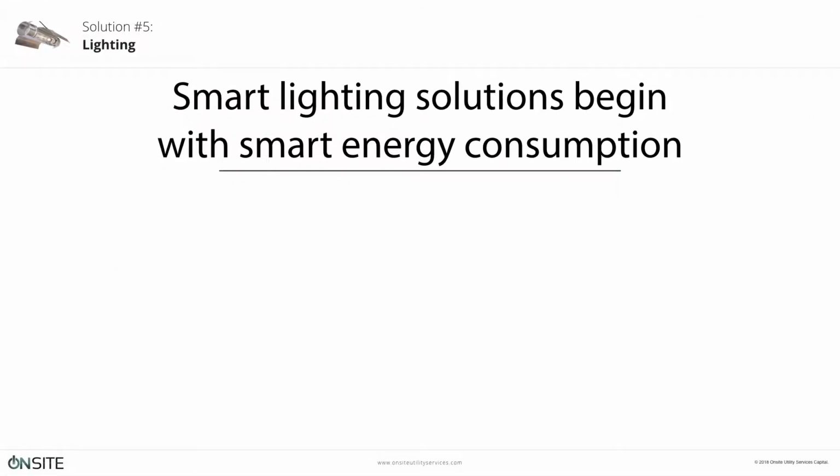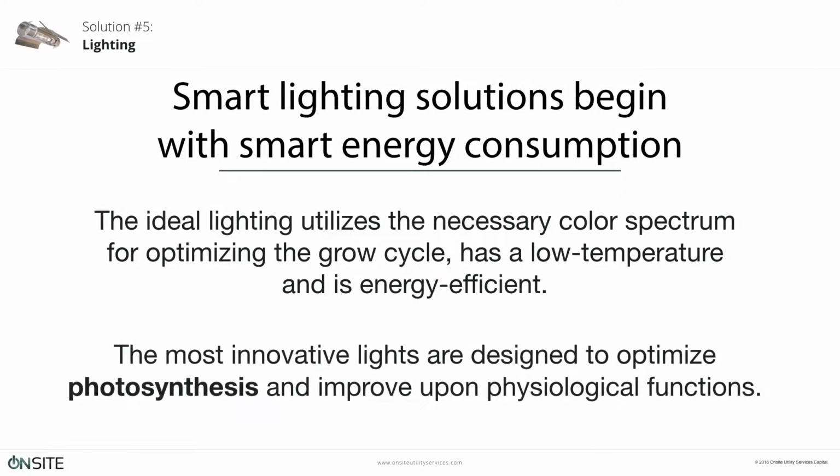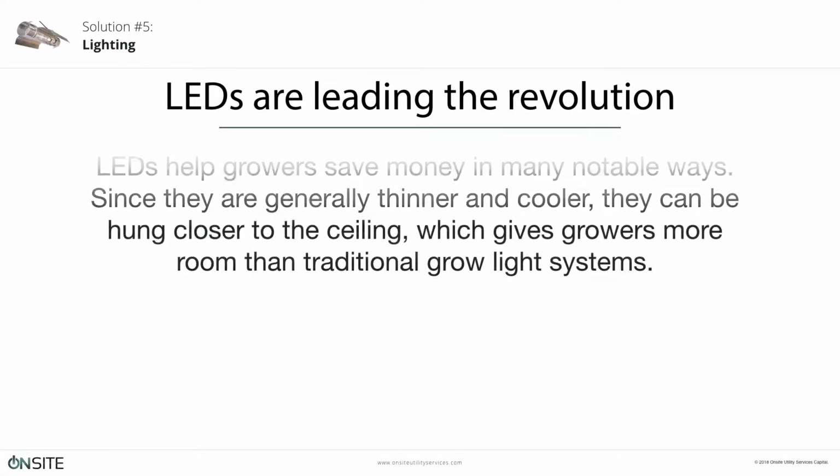Smart lighting solutions begin with smart energy consumption. The ideal lighting utilizes the necessary color spectrum for optimizing the growth cycle and has a low temperature and is energy efficient. The most innovative lights are designed to optimize photosynthesis and improve upon physiological functions. LEDs are leading this revolution by helping growers save money in many notable ways.